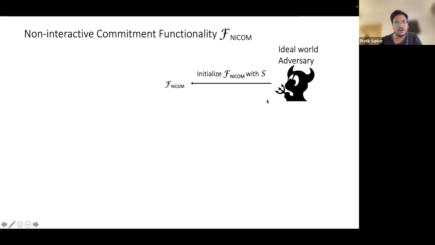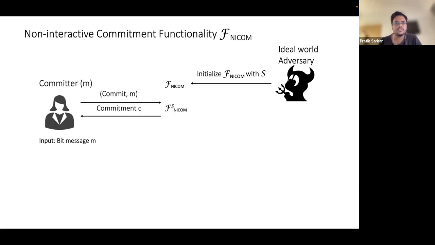So here the UC non-interactive commitment functionality is first initialized by the ideal world adversary with a simulation algorithm S. This algorithm is hard-coded inside the commitment functionality, and that helps us to generate commitment strings and verify. So now when a committer wants to commit to a message M, it invokes the commitment functionality with the message M, and it receives a commitment string C.